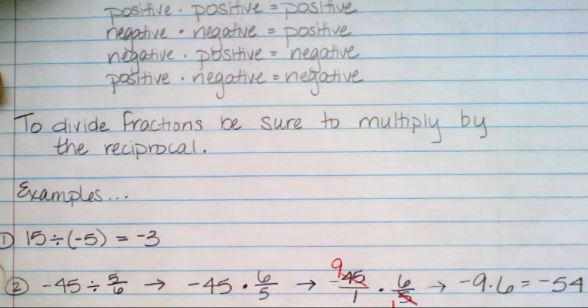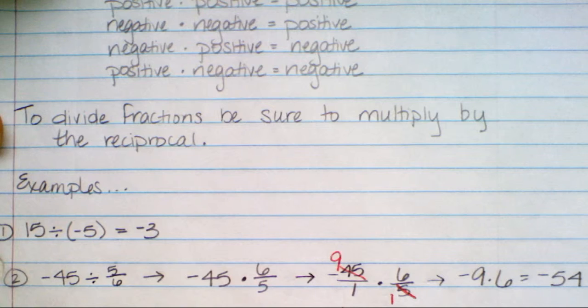We have negative 45 divided by 5/6. We keep the first number. We multiply by the reciprocal, so I multiply by 6/5. And then you can simplify ahead of time, which I like to do, so I'm working with smaller numbers. So 5 and 45 can be simplified to 1 and 9. So then I take negative 9 times 6, which is negative 54, and my denominator is 1, so my answer is just negative 54.